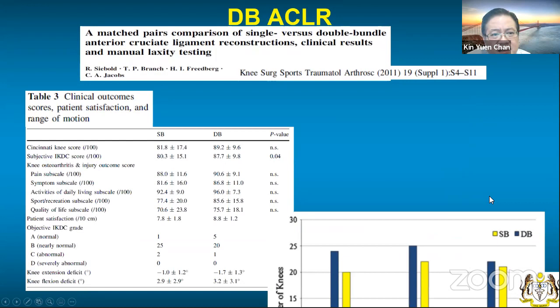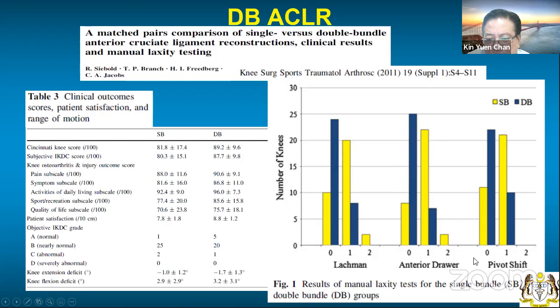An older report shows that in terms of the Lachman, pivot shift and anterior drawer tests, the double bundle is a little bit more stable in terms of all these tests. And the outcome scores, again, are quite reasonable.